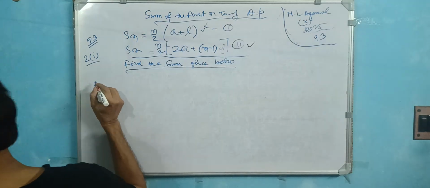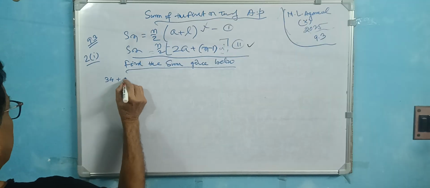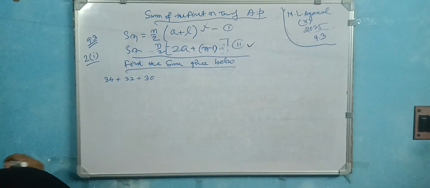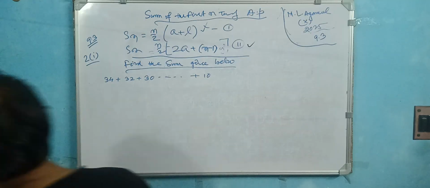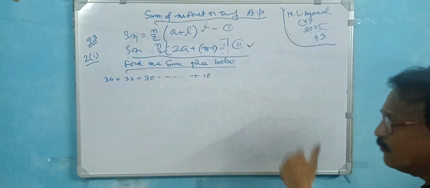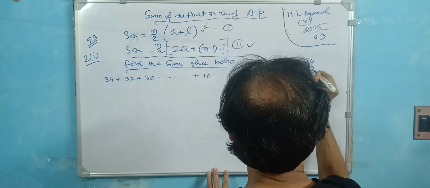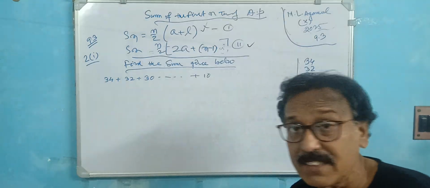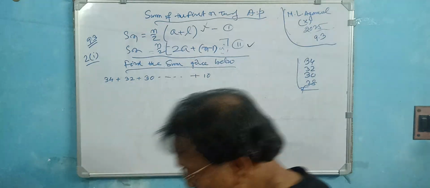The question 2.1 is 34 plus 32 plus 30 plus dot dot plus 10. That is the sum. You can calculate 34 plus 32 and so on, 34, 32, 28, no problem in this arithmetic, but it takes a lot of time. So you just calculate in the form of an AP series.